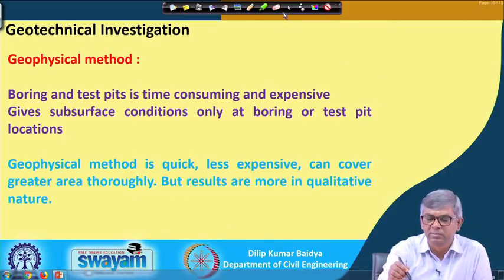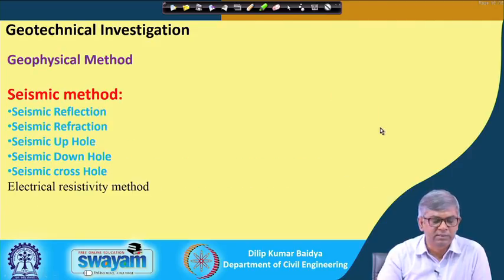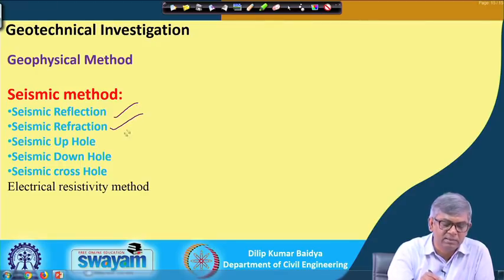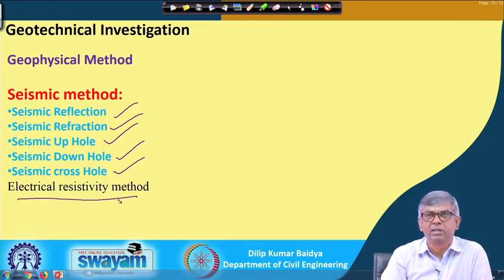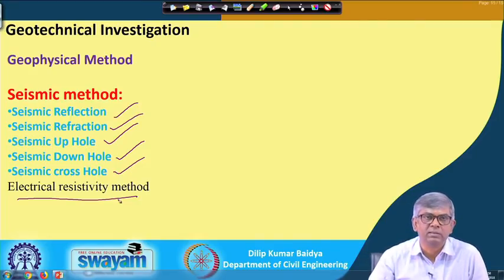So, we will discuss some geophysical methods one by one. Under this, you can see there are seismic reflection, seismic diffraction, seismic uphole, seismic downhole, seismic crosshole, and electrical resistivity. There are so many methods, and let us discuss them one by one.